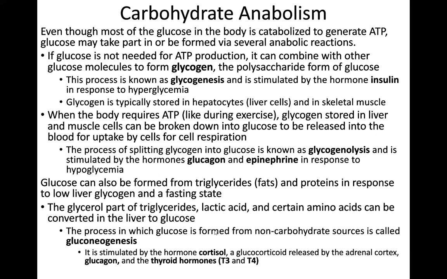And in doing this, formation of glucose from non-carbohydrate sources is another one of those big buzzwords that I previously mentioned, which is gluconeogenesis. And that's stimulated by the hormone cortisol, which, as we learned previously, is one of those hormones with a nickname. It's our stress hormone. It's a glucocorticoid released by the adrenal cortex. The adrenal cortex, remember, is the outside of our adrenal glands. Glucagon also stimulates this process, and so does the T3, T4 thyroid hormones.